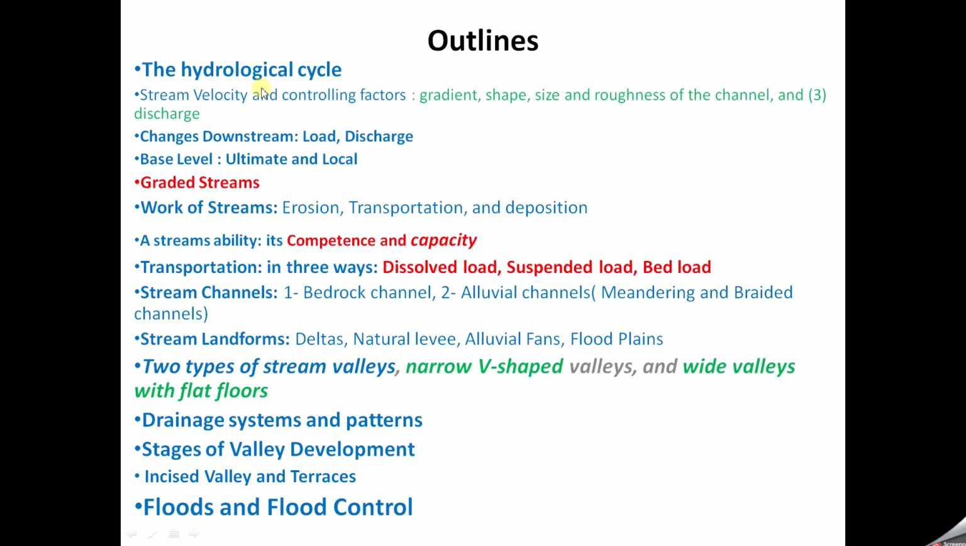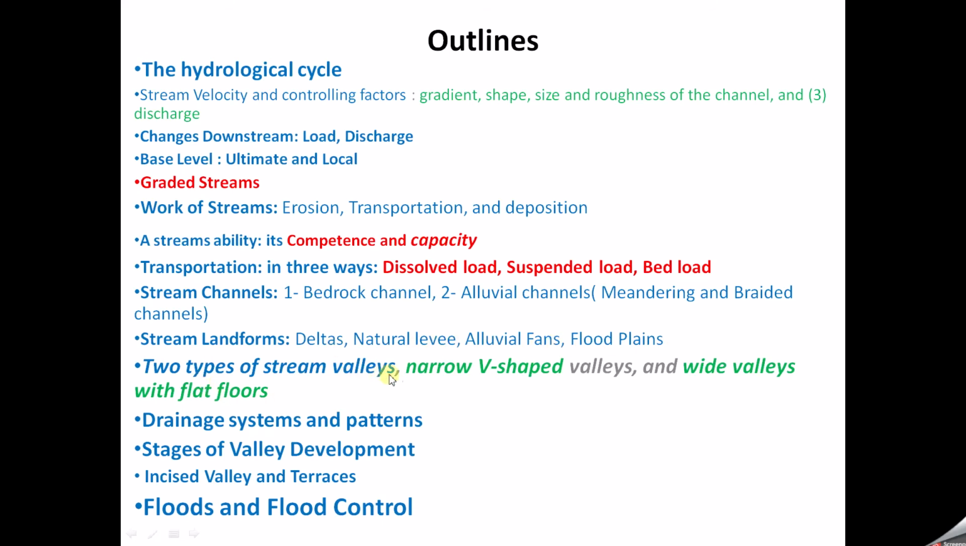The talk outlines the hydrological cycle, stream velocity and controlling factors: gradient, shape, size, and roughness of the channel, and discharge, and changes downstream. Then load and discharge, base level, ultimate and local, graded streams, and the work of streams: erosion, transportation, and deposition. Stream ability depends on its competence and capacity. Transportation occurs in three ways: dissolved load, suspended load, and bed load. Stream channels include bedrock channels and alluvial channels, which include meandering and braided channels. Stream landforms include deltas, natural levees, alluvial fans, and floodplains.